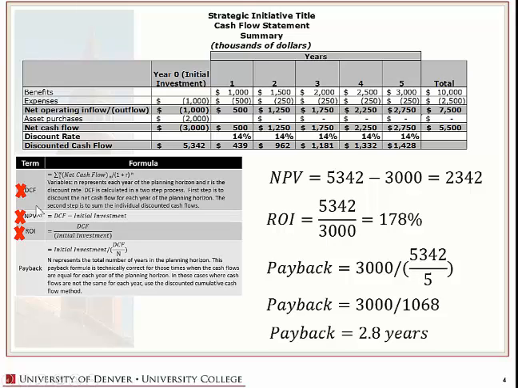But wait a minute. We know one of the dangers of the payback calculation is that it gives you the wrong answer if, in fact, you have an uneven discounted cash flow stream. And that's exactly what we have. We have, in fact, an escalating cash flow stream. So our payback number of 2.8 years is suspect. And if I eyeball it, I can tell that I certainly don't pay back the initial $3 million of investment in 2 years and even 3 years.